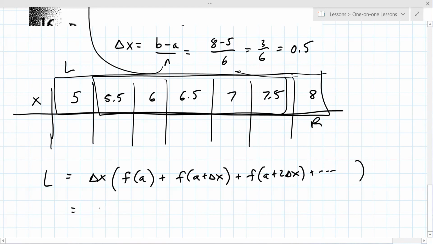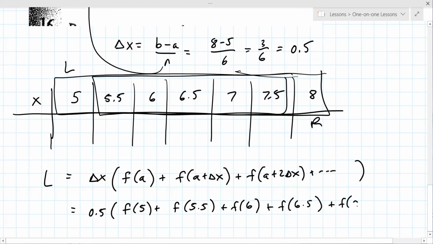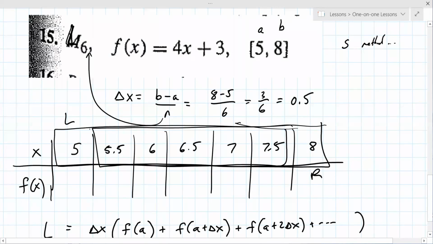For this problem, your delta x is 0.5, and then you do f of 5 plus f of 5.5 plus f of 6 plus f of 6.5 plus f of 7 plus f of 7.5. Those are numbers we get by putting them into the original equation. So f of 5 is 4 times 5, 20, plus 3, 23. The next one, 4 times 5.5 is 22, plus 3 is 25, then 27. This one has a nice pattern: it goes up by 2 each time. Now that we have those numbers, it's basically like a table problem. When you're given an equation, you essentially want to make a table and then use that table in the formula.